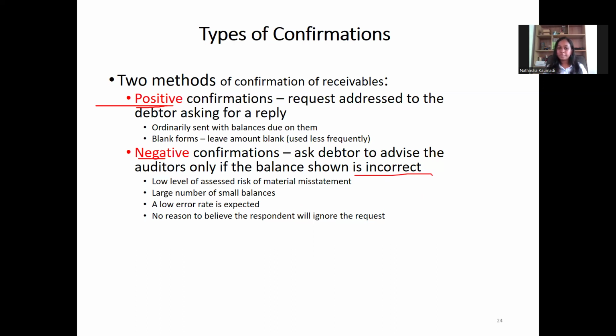First one is good. Positive confirmations are good. Negative confirmations are not that effective. Low level of assessed risk of material misstatements. You are sending negative confirmations. Now, you will get the response only if they don't agree with the balances, right? So, let's say in Sri Lanka, can we now 100% confirm we haven't got any response, right? We don't have any responses.